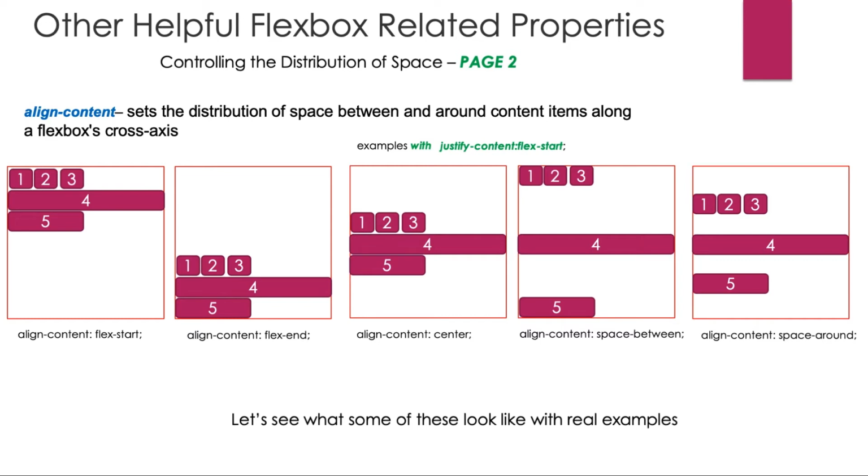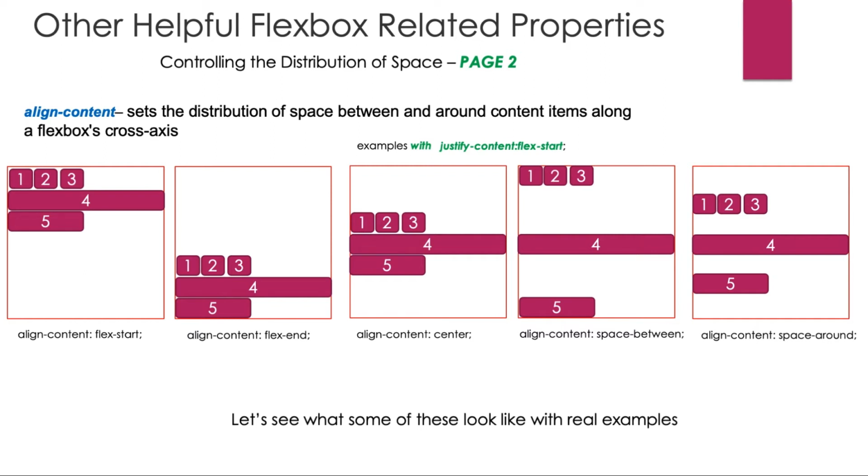Examples here are played out using justify content. But what justify content does for the main axis, align content does for the cross axis. So you see it here, flex start groups them all up at the start. Flex end groups them all at the end. Center around the center. You see even the values are the same as for justify content. We're just working off different axes, right?